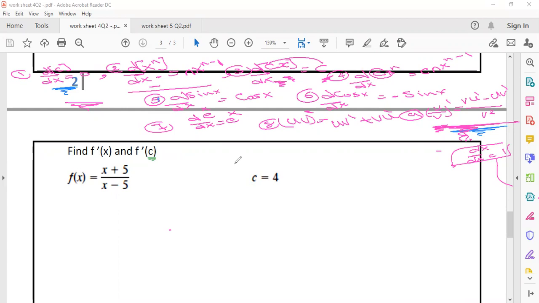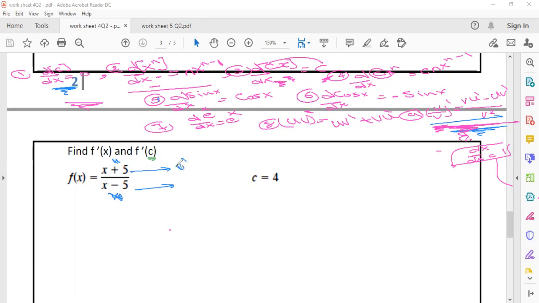I use this color. It is a quotient function, v over function u. I find the derivative because I'll apply rule number 9. But when we apply rule number 9, I need to find the derivative of the numerator and the derivative of the denominator using the basic rules of differentiation. Here I named this v, and I name this u, to avoid any confusion.